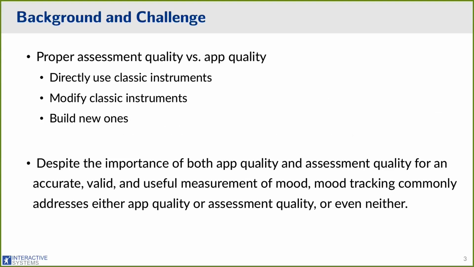So suppose we want to build a mood tracker. To have a proper assessment quality, we can either use classic instruments or devise new ones and then validate them. The classic instruments are basically pen and paper-based questionnaires, sometimes too long with over 100 items. So they are not typically validated for smartphones. To have a high app quality, one may redesign or modify the classic instruments, which can also impact the assessment quality. Unfortunately, we often saw works that either address only the app quality or assessment quality, or sometimes neither, for example, when an arbitrary measure with no basis is used.